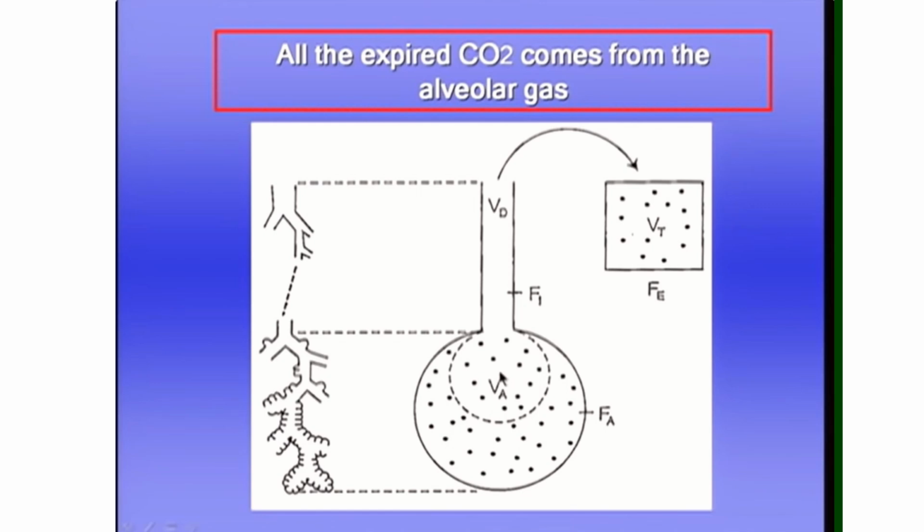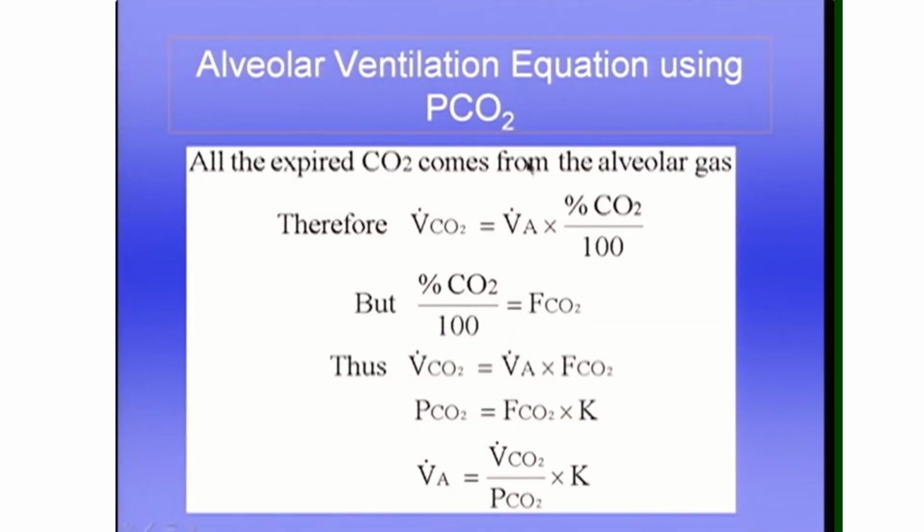And that allows us to set up an equation. Tighten your seatbelt a bit. What we're saying is all the expired CO2 comes from the alveolar gas. So the volume of CO2 per minute exhaled, V dot CO2, volume per unit time, is equal to the alveolar ventilation times the percentage concentration of CO2 in the expired gas. In other words, if you've got 5% CO2, only 5% of the molecules are coming from the alveolar gas.